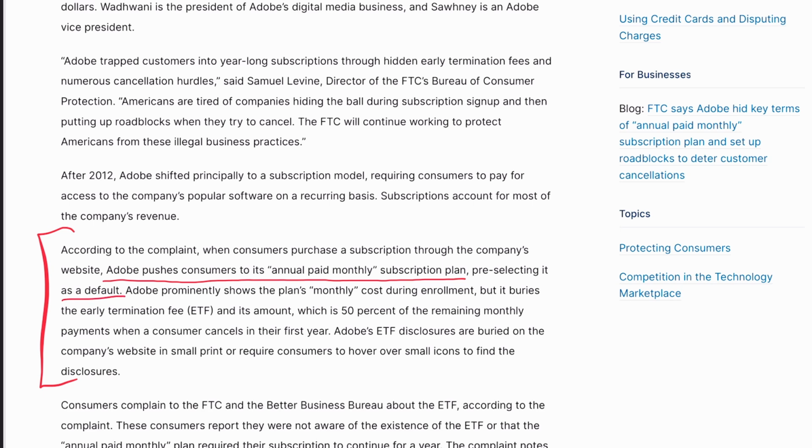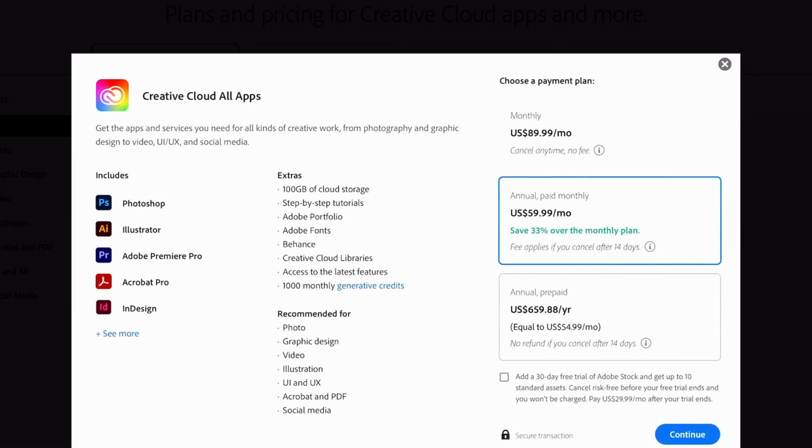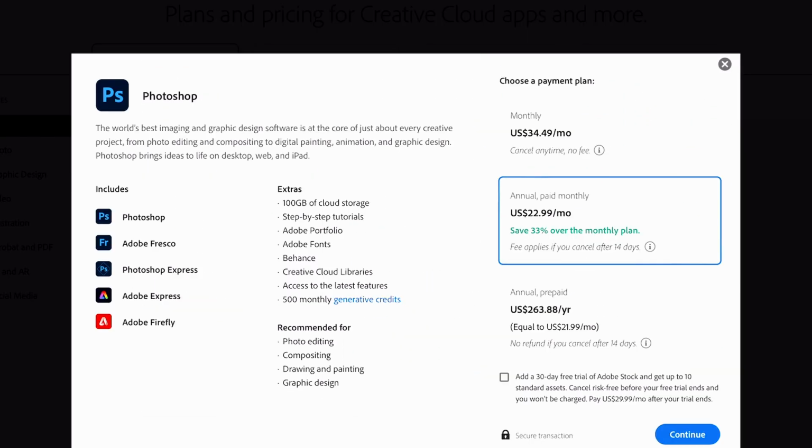So let's check that. I have a web page for all Creative Cloud applications here. For example, if I want to buy all apps, I can click on select and really the annual paid monthly plan is pre-selected. If I try it, for example, for Photoshop, it's the same thing. So yes, the FTC is right here.